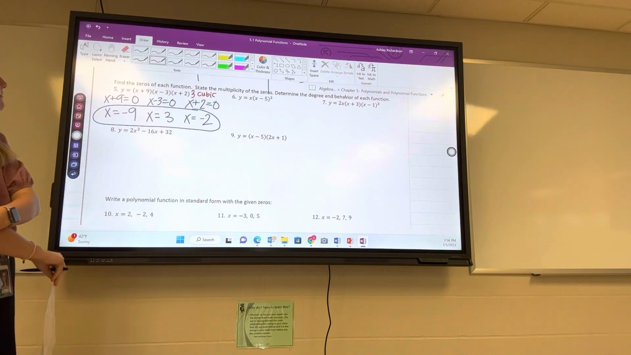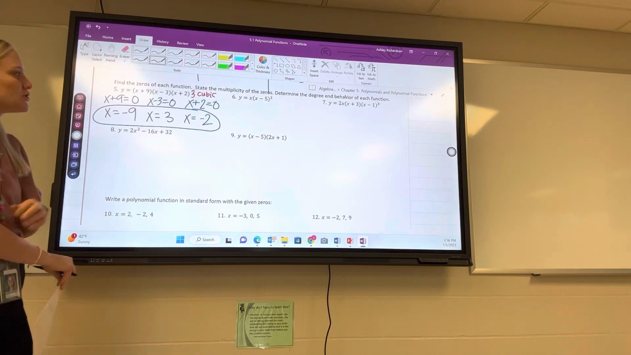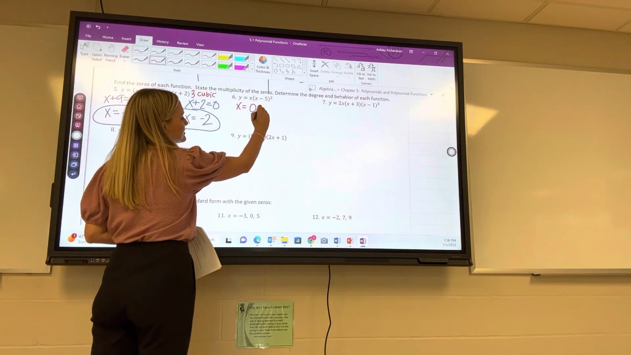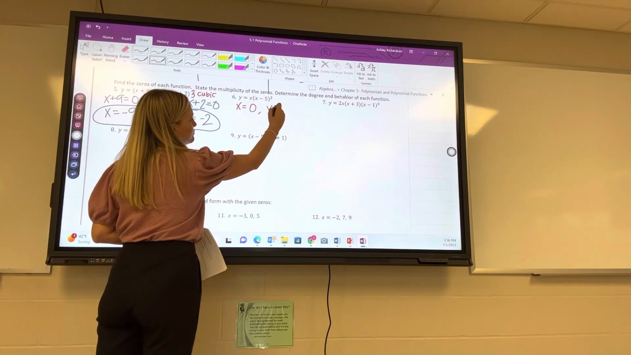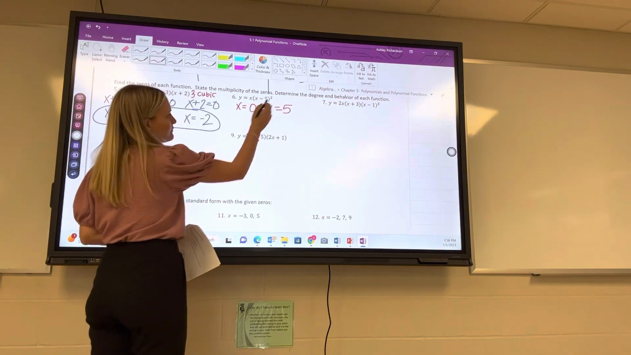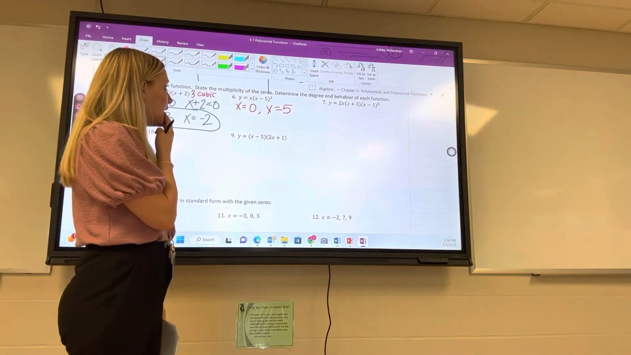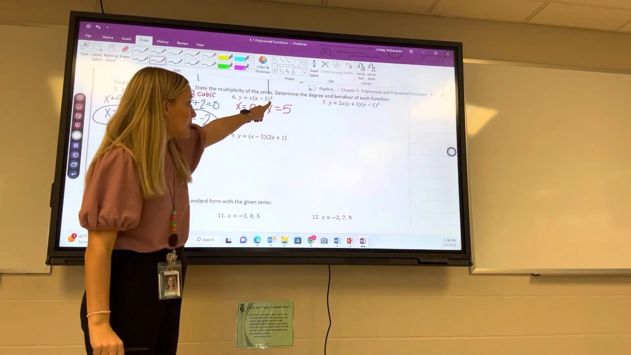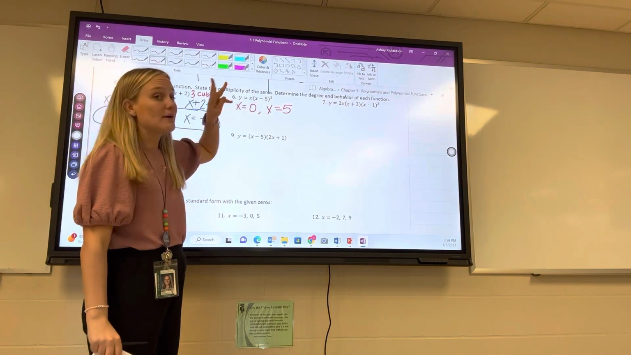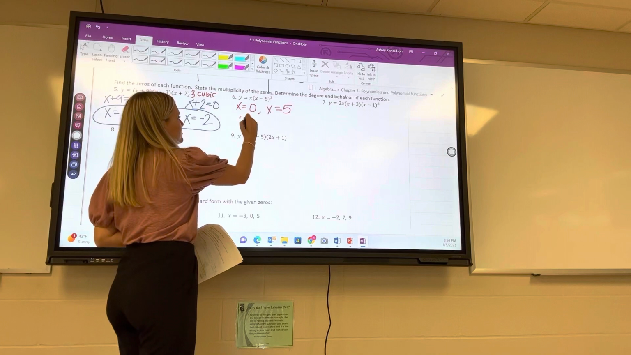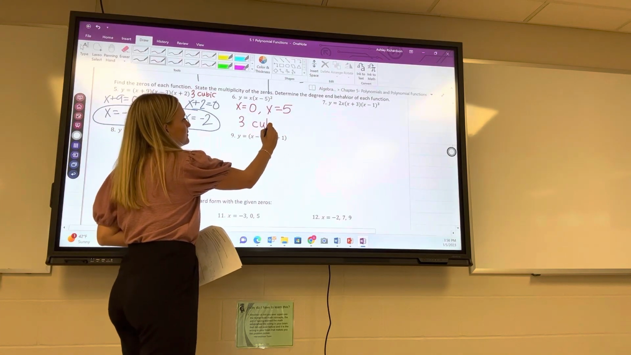For 6, I would just set each thing equal to 0, so I would have an x equals 0, and then x minus 5 equals 0, which would mean that x is 5. And then this is x minus 5 squared, and then times x. So I would end up once again with 3 x's. So the degree is 3 again, and it's cubic.